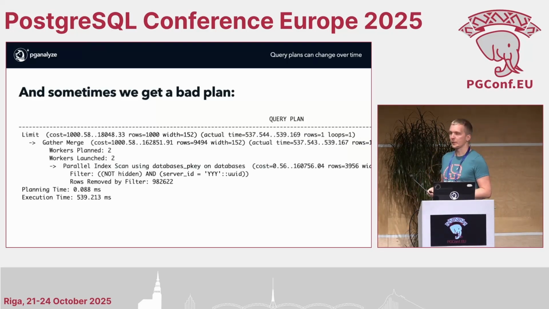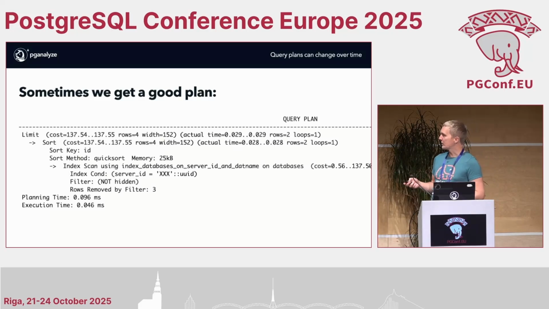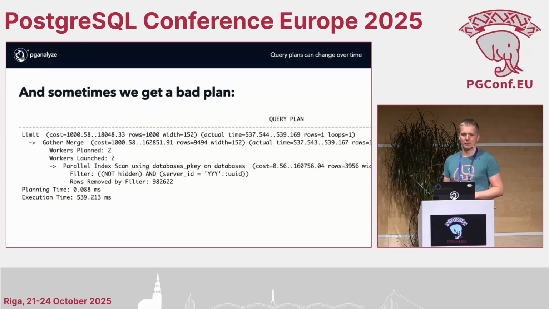This is one of my favorite bad query plans, which is you have an ORDER BY LIMIT clause, and Postgres decides to use an index on the ORDER BY column instead of an index on the WHERE condition. There's reasons why the planner does that. I don't agree with all the reasons why Postgres is doing this, but the point is we want to know when our query performance changes from 0.046 milliseconds to 539 milliseconds, right? Much, much worse, obviously, right?